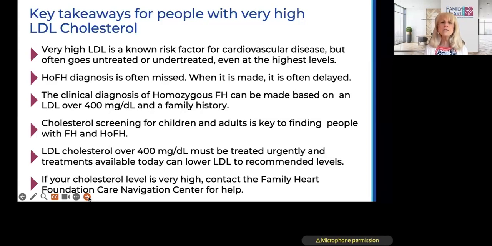The HoFH diagnosis is often missed. So contrary to what the US Preventive Services Task Force thinks, people with HoFH often do not know they have it. They get diagnosed at the time of a cardiac event. The clinical diagnosis of HoFH can be made based on an LDL over 400 and family history. You can do genetic testing, that's for sure, as well. Cholesterol screening for children and adults, especially adults who were not screened as children, is key to finding people with heterozygous and homozygous FH. If you have an LDL cholesterol over 400, you should consider that needs to be urgently cared for. And there are treatments available today that can help people with HoFH get to goal.